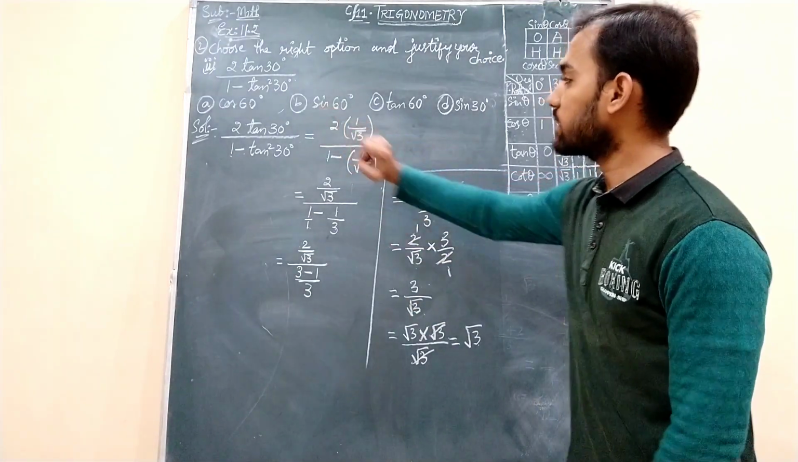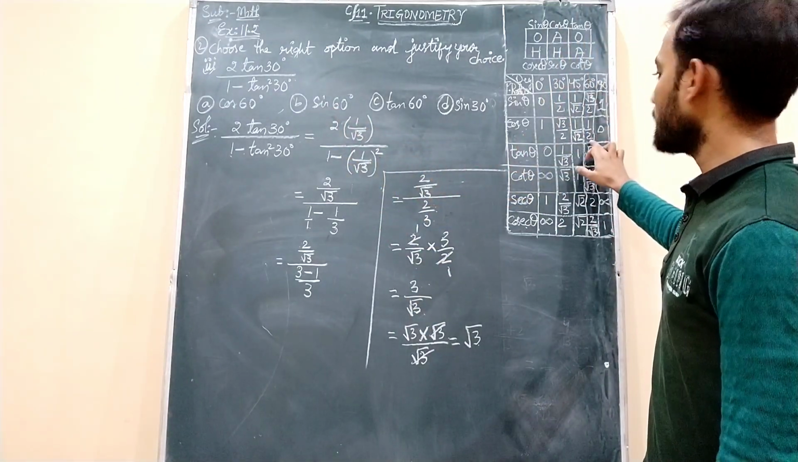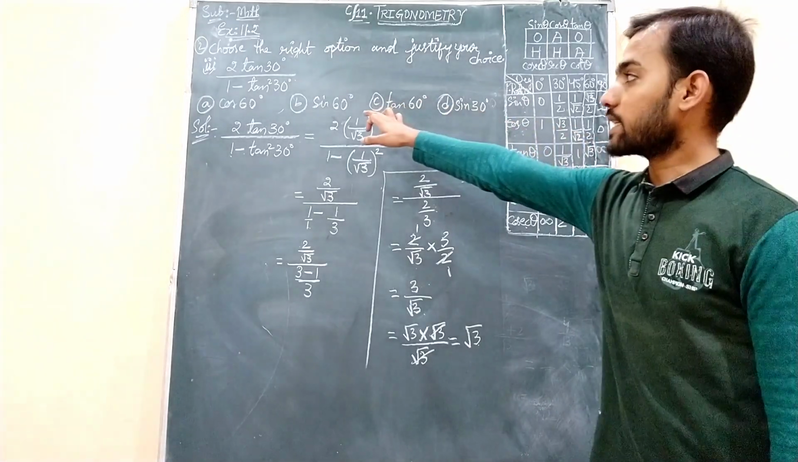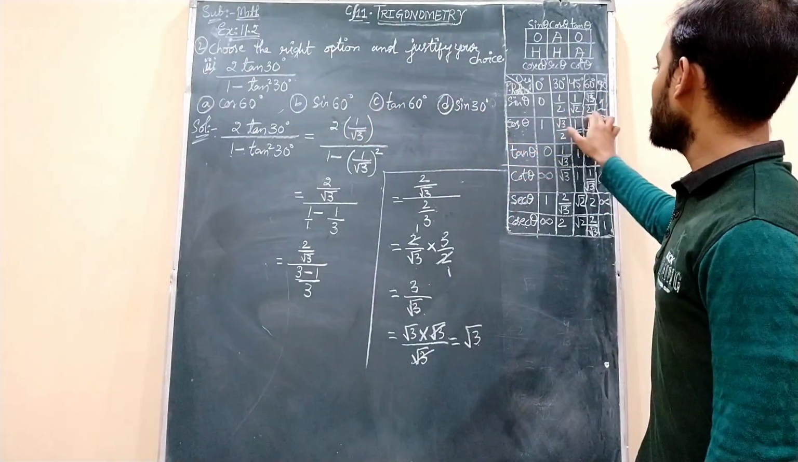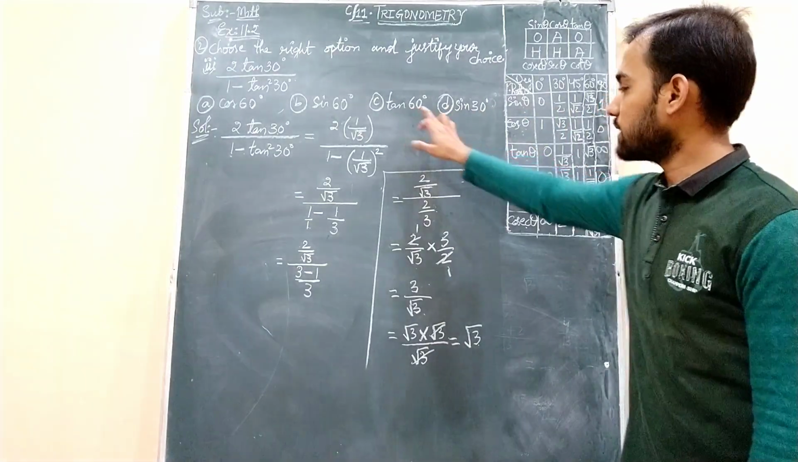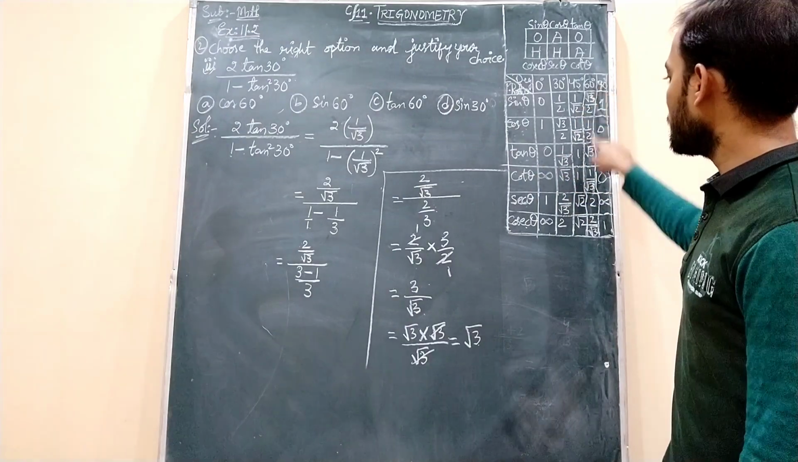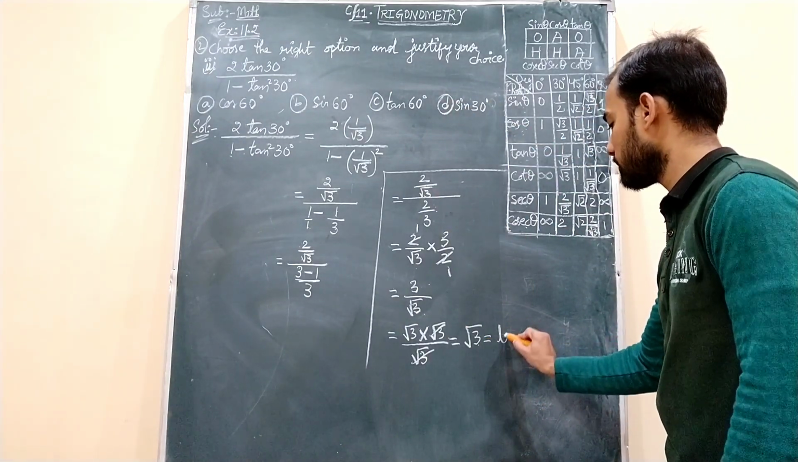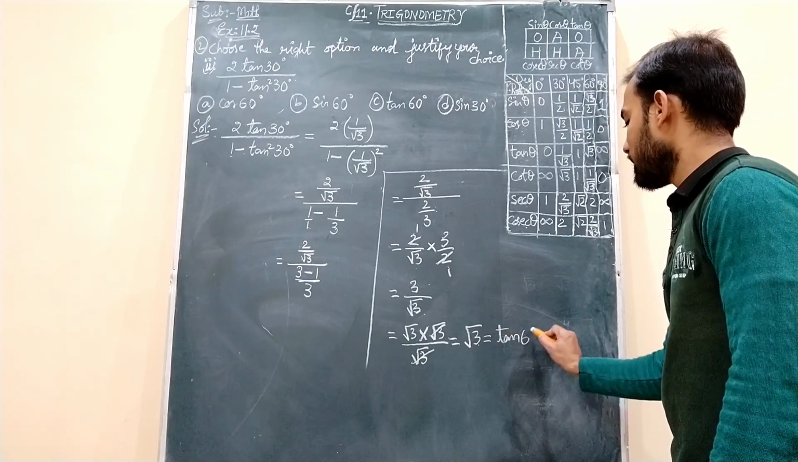So first we will check cos 60. Cos 60 is 1 by 2, not root 3. So this is not our correct option. Next option is sin 60. Sin 60 is root 3 by 2. This is also not the correct option. Then you have tan 60. Tan 60 is root 3. So this is your correct option. Root 3 is nothing but tan 60 degree.